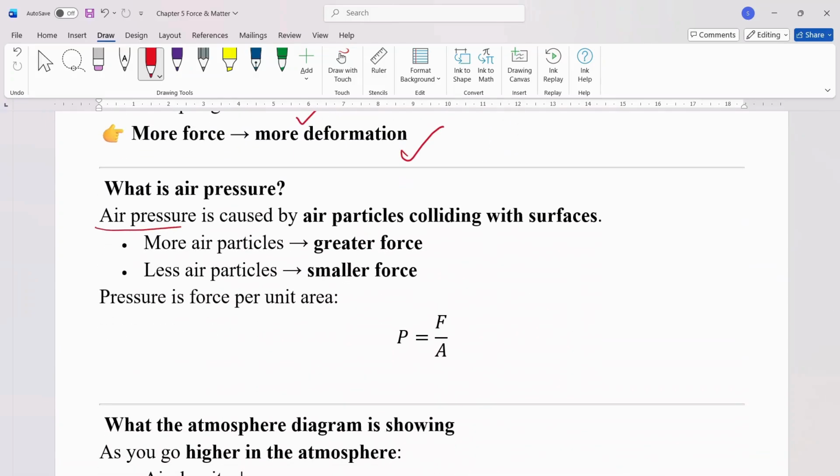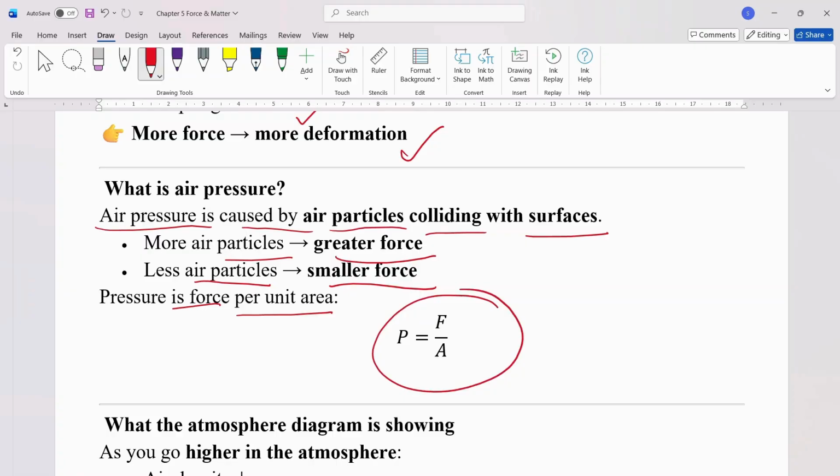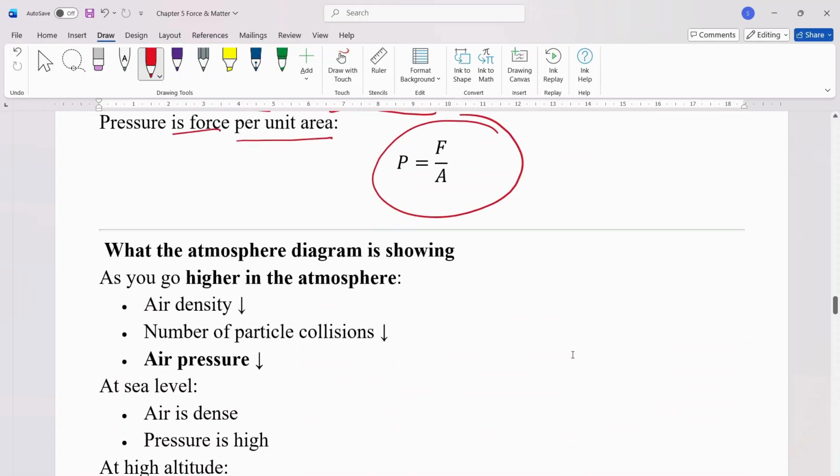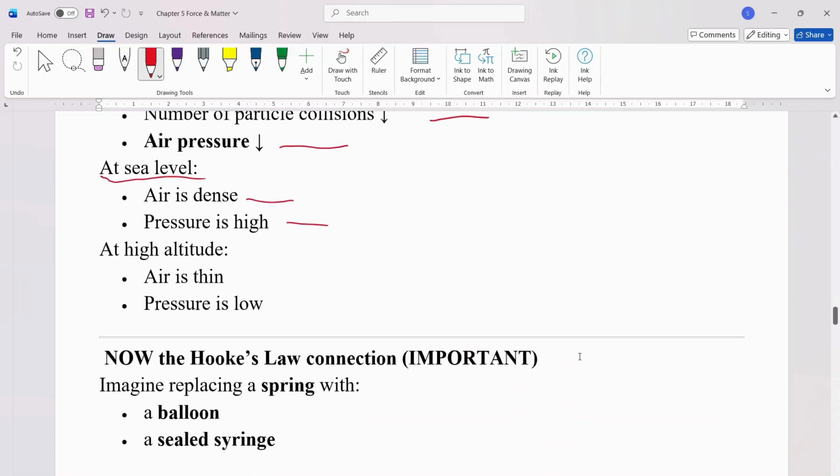What is air pressure? Air pressure is caused by air particles colliding with surfaces. So, more air particles, greater force; fewer air particles, smaller force. Pressure is force per unit area, P equals F over A. What the atmosphere diagram is showing us is that as you go higher in the atmosphere, air density will decrease. The number of particle collisions will also decrease, hence the air pressure decreases. At sea level, air is dense, pressure is high. At high altitude, air is thin, pressure is low.